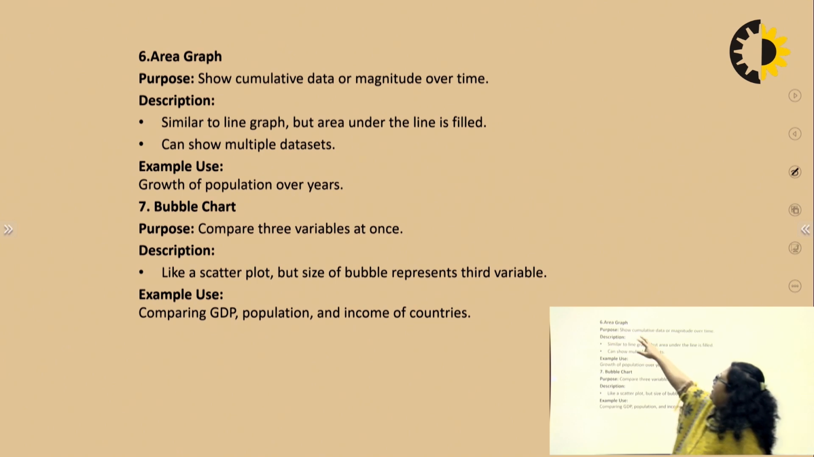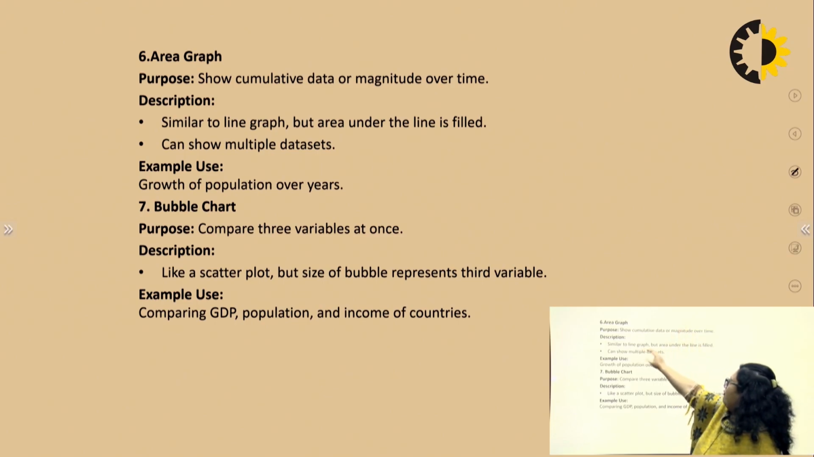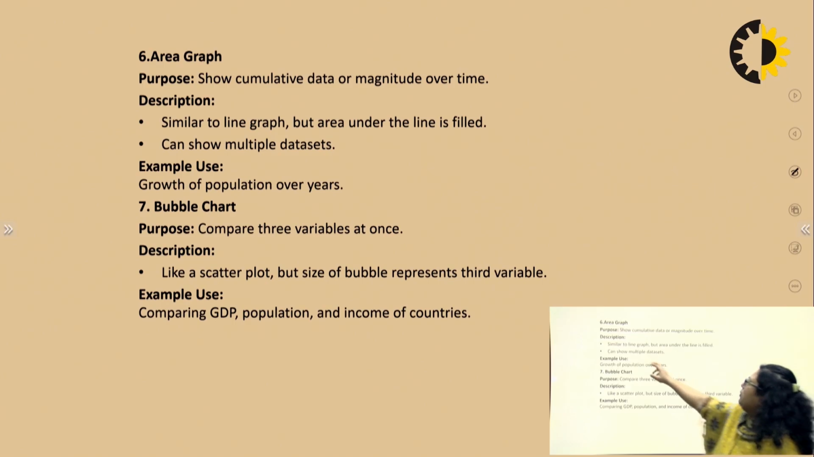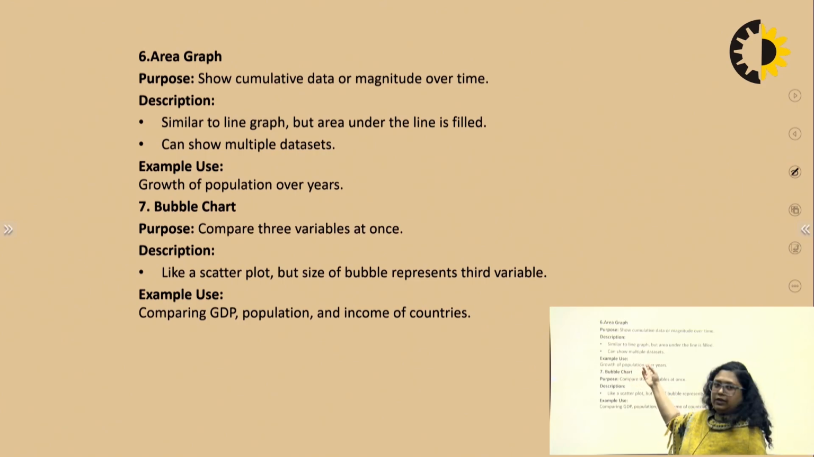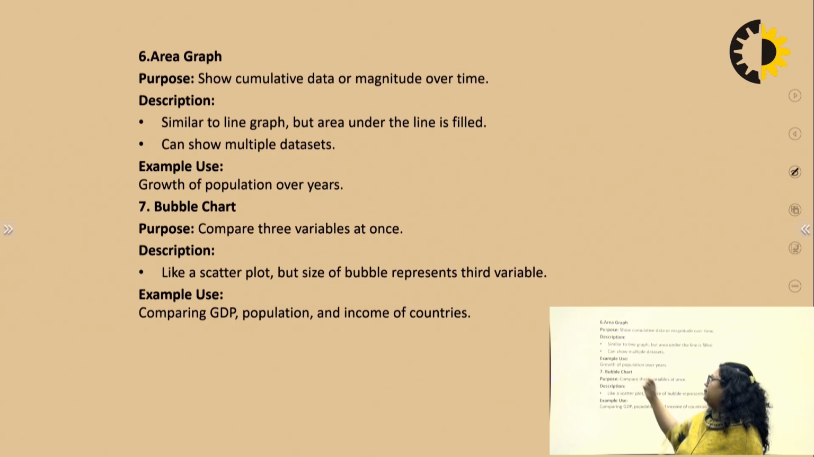Next is area graph. So what does area graph represent? It represents cumulative data or magnitude over time. Area graph is similar to line graph, but in area graph the area under the line is filled. So area graph can represent multiple data. If we consider the example of area graph, growth of a population over the years is an example of area graph.